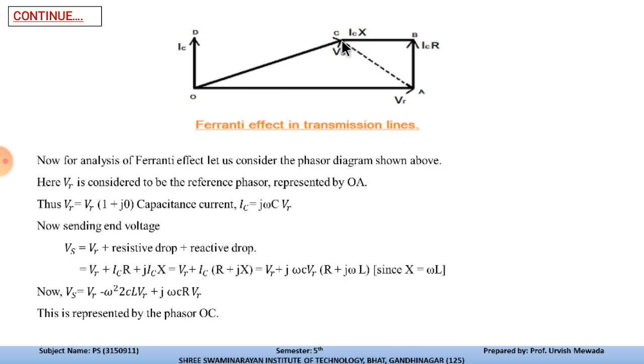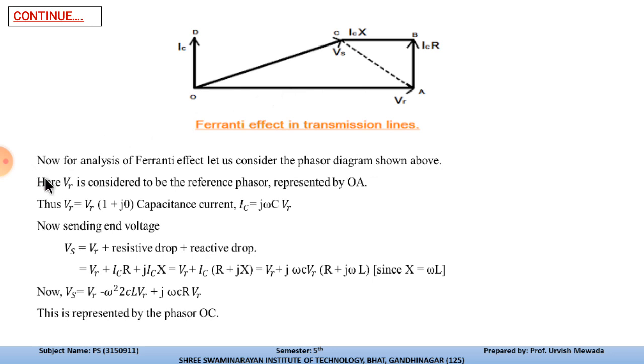If we merge these two points, point C and point O, that will be the sending end voltage of the transmission system, and this is the voltage that gets added up due to the capacitor. From the phasor diagram you can see that the length of the sending end voltage is less than the receiving end voltage. So this is how the Ferranti effect occurs. Now let us see the analysis of the Ferranti effect.